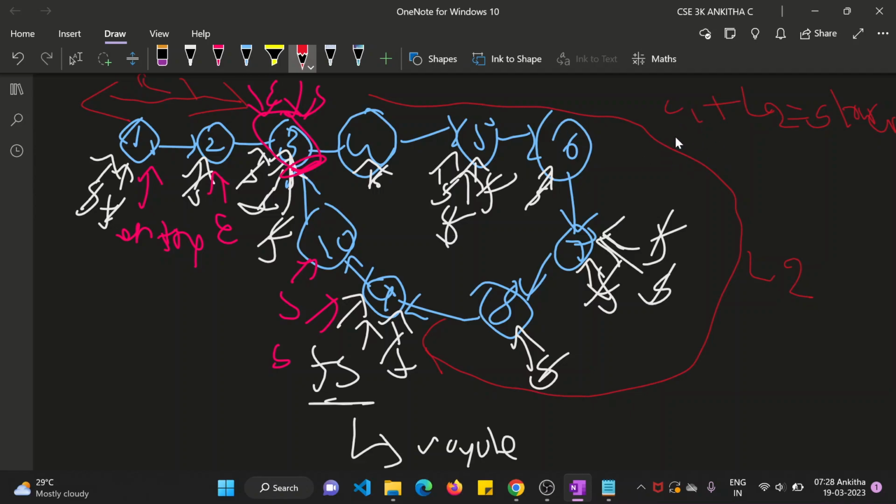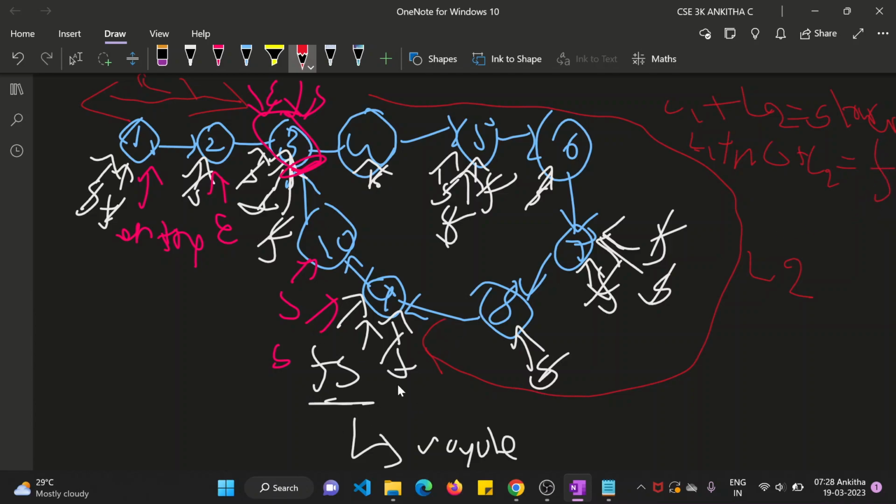So that means faster has moved L1, plus some cycles here, let's take it as NC, some cycles, plus L2. After completing some cycles, it has moved L2 distance. So plus L2, that is moved by the faster node.